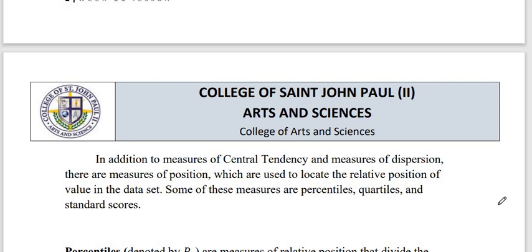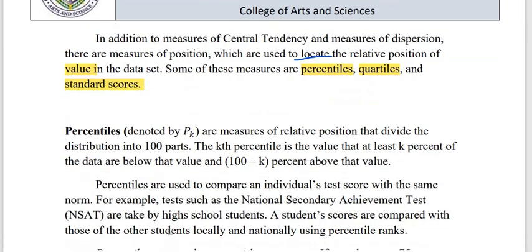position. So, kung sa measures of central tendency, kinukuha natin yung center of the data. And sa measures of dispersion, kinukuha natin yung average ng pagkakahiwa-hiwalay ng mga data. Sa measures of position, kinukuha natin or nilolocate natin, and we locate the relative position of value in the data set. Now, some of these measures are percentiles, quartiles, and standard scores. Meron pang isa na decile pero hindi na natin siya i-discuss. So, let's start with percentiles.